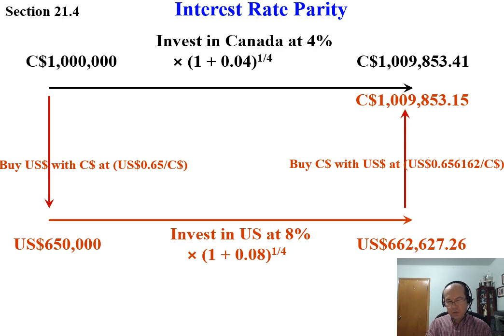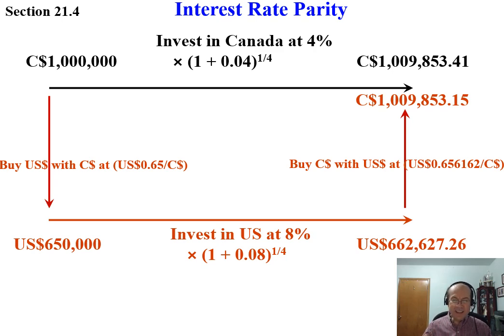Because we know that we earn twice as much by investing in US dollars compared to investing in Canada. It happens because the US dollar is sold at a discount at the forward rate. You can see that at the spot rate, it takes only 0.65 US dollars to buy 1 Canadian dollar. But at the forward rate, it takes more than 0.65. Actually, it takes almost 0.66, because it takes 0.6562 to buy 1 Canadian dollar.